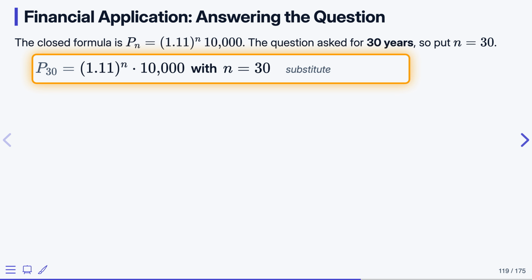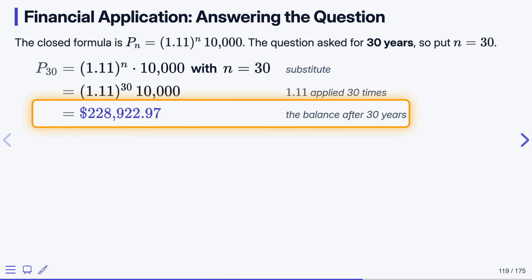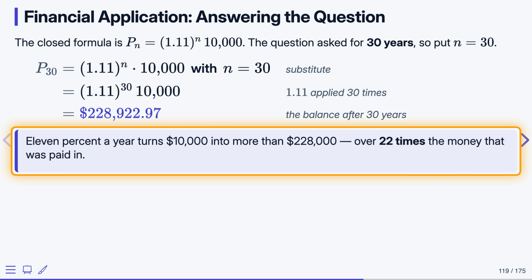We have the closed formula, so now we answer the question that was actually asked. It asked for the balance after 30 years. Step 1. Take the formula and substitute n equal to 30. Step 2. That gives 1.11 to the power 30 times 10,000. The power of 30 is just the growth factor of 1.11 applied 30 times over. Step 3. Work that out. The balance is $228,922.97.